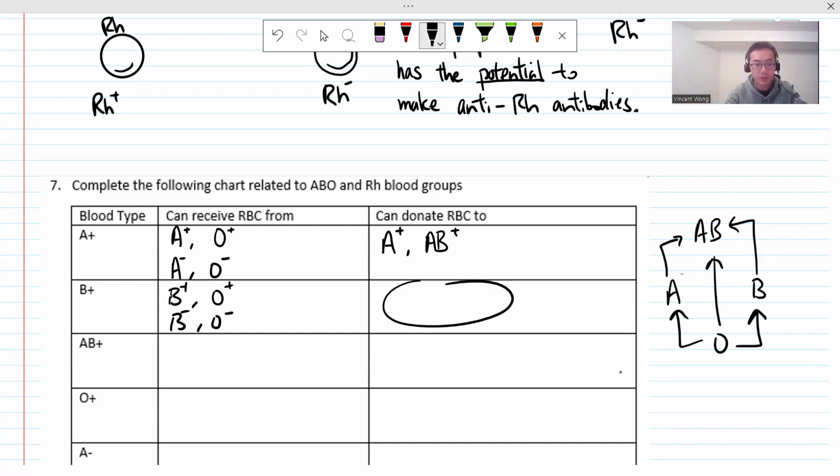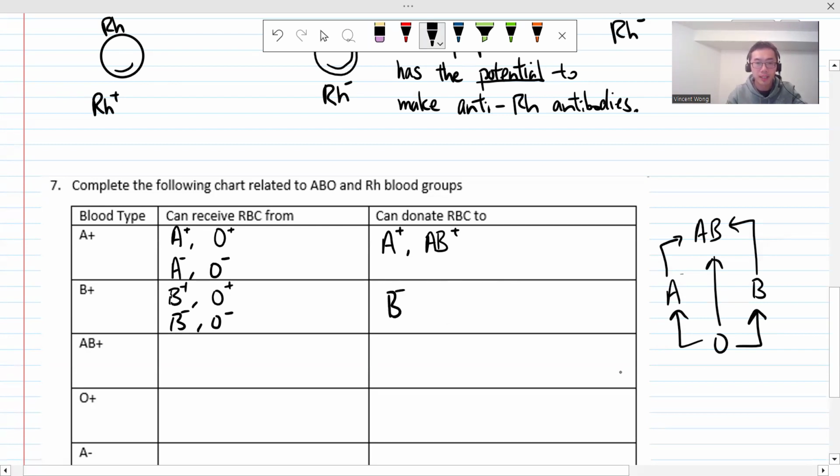And who can we donate to? B positive, AB positive. That's right. B positive and AB positive. Very good. Okay, try the next one.